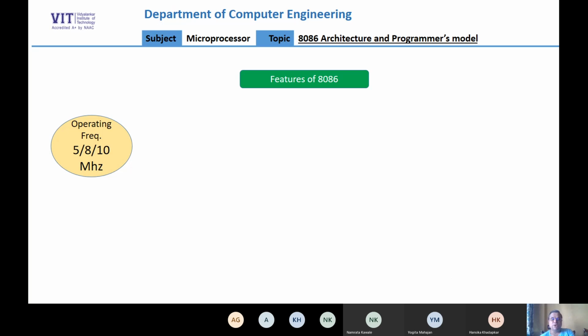Like the first feature of 8086 processor is its operating frequency. This is a very important specification for any processor, that at what speed that processor works. That is nothing but what? Clock frequency or operating frequency.